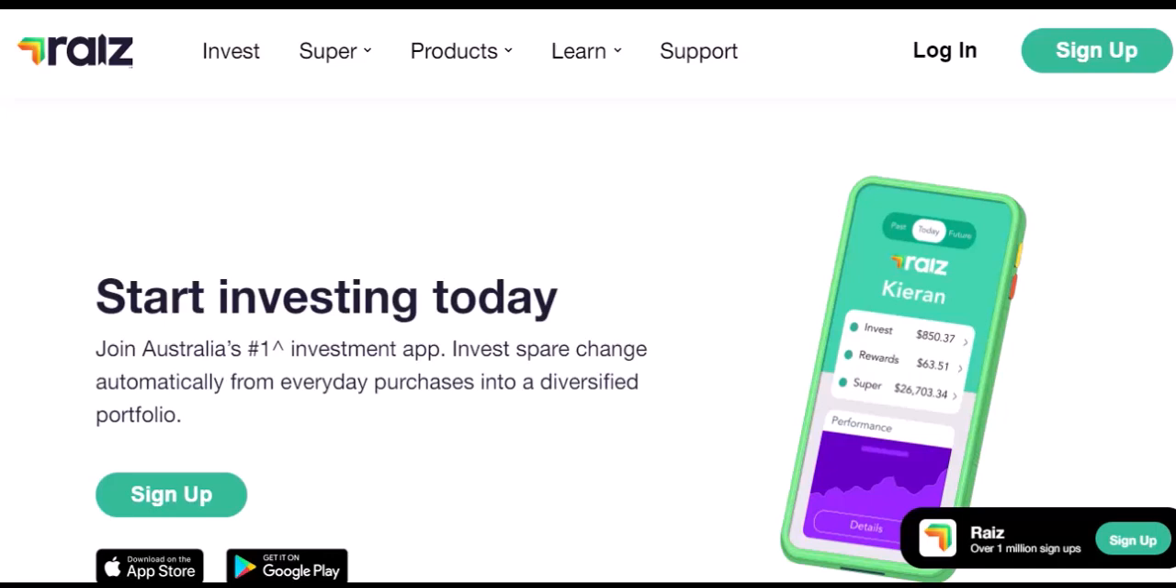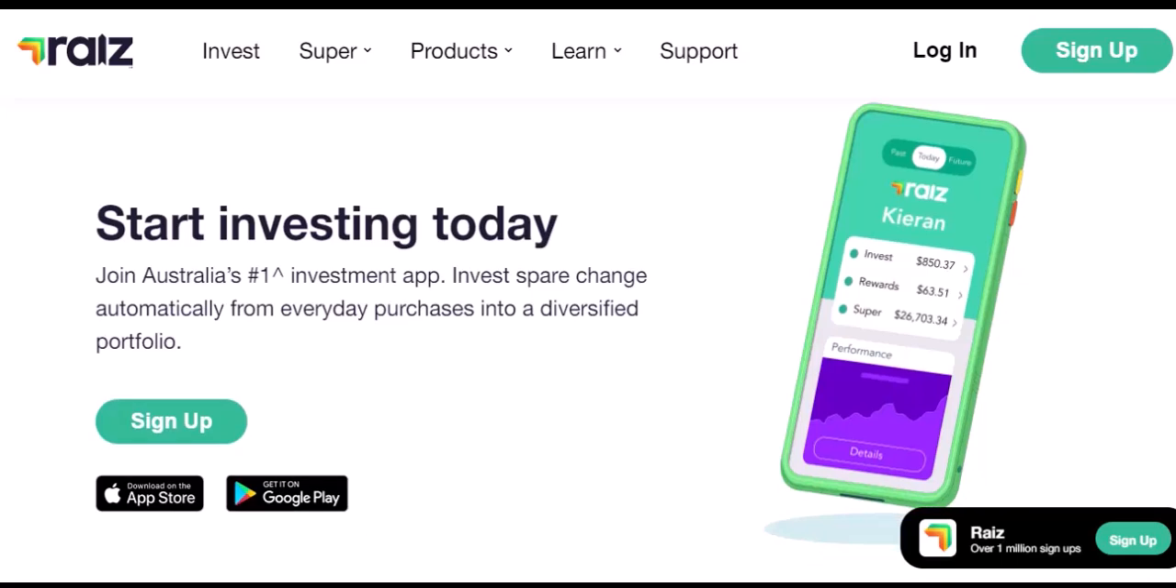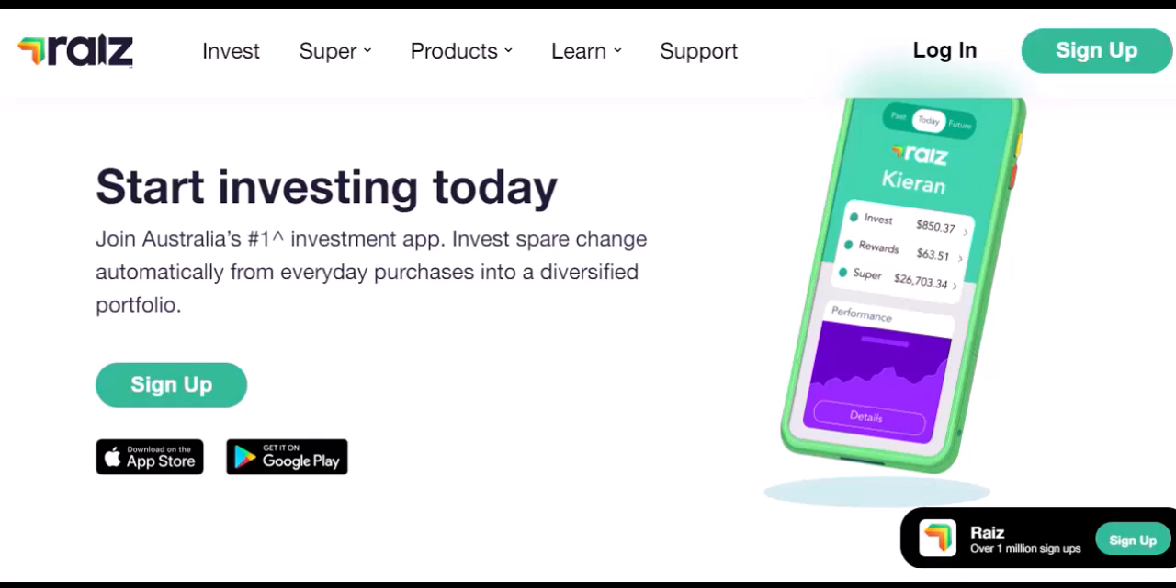The Raiz graph is essentially a visual representation of your portfolio's performance over time. It shows how your investment balance has fluctuated, giving you a snapshot of your gains and losses. But to truly understand it, we need to break it down.